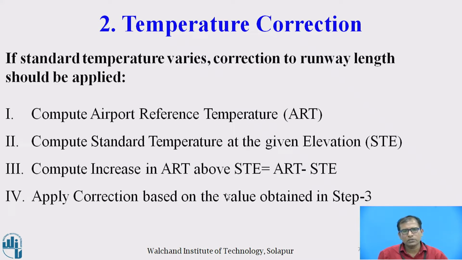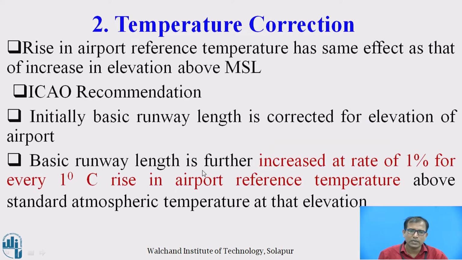For temperature correction, first we need to calculate the ART, that is the airport reference temperature, and further we need to calculate ST, that is the standard temperature at the given elevation, and take the difference ART minus ST, which will give the increase in the ART. For this increased ART we need to apply the correction, that is 1% for 1 degree rise in the ART.